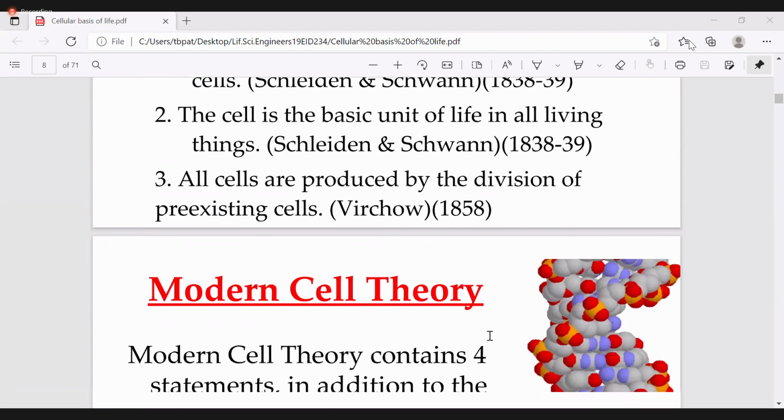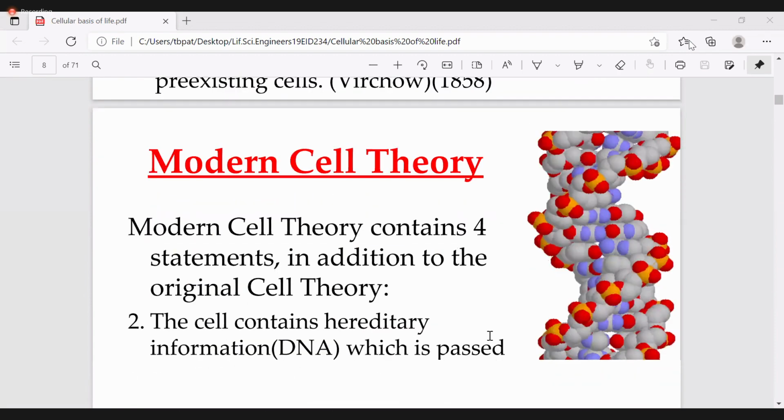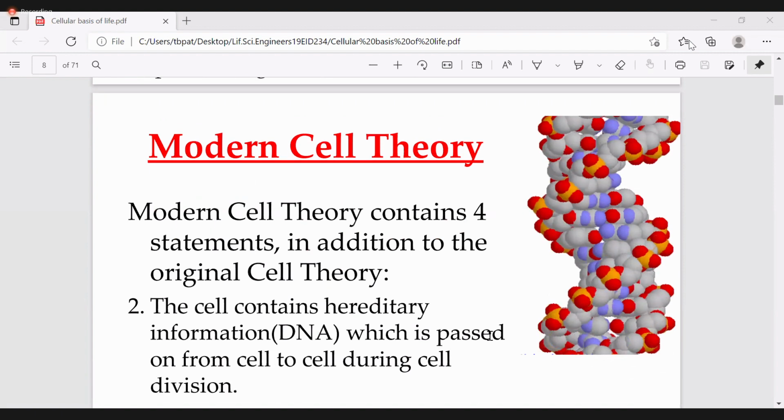What is the modern cell theory? This is totally the genetic way of thinking. The modern cell theory contains four statements.